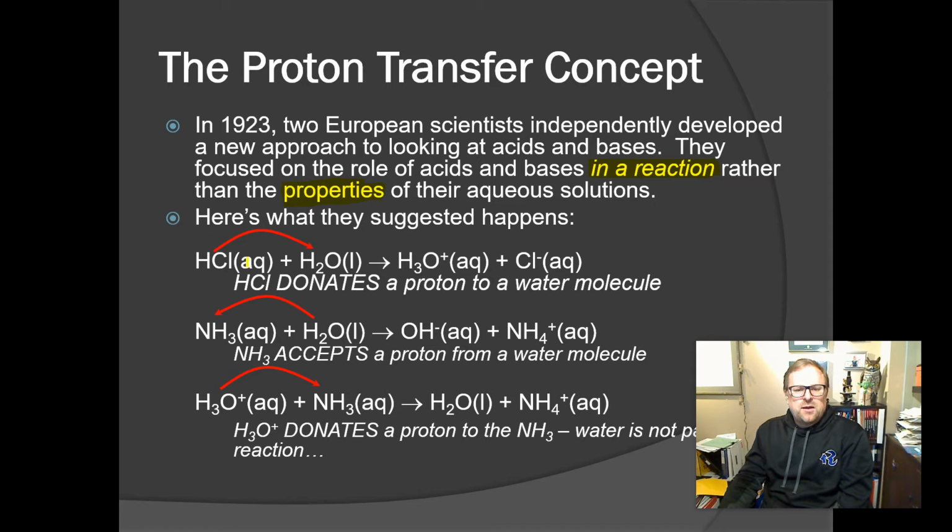In a case where we've got a strong acid like hydrochloric acid reacting with water, so we're dissolving hydrochloric acid in water, we say that the hydrogen chloride donates a proton to the water molecule. This proton word is important, and this word donates is important. That produces a hydronium ion and a chloride ion, and that means we've created something that is acidic.